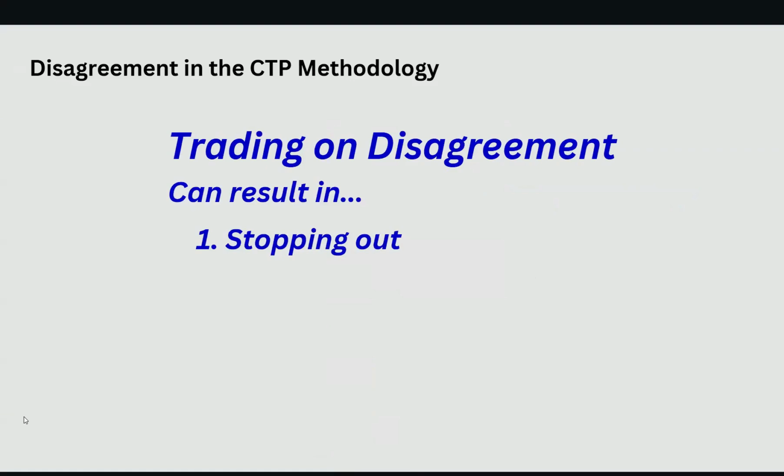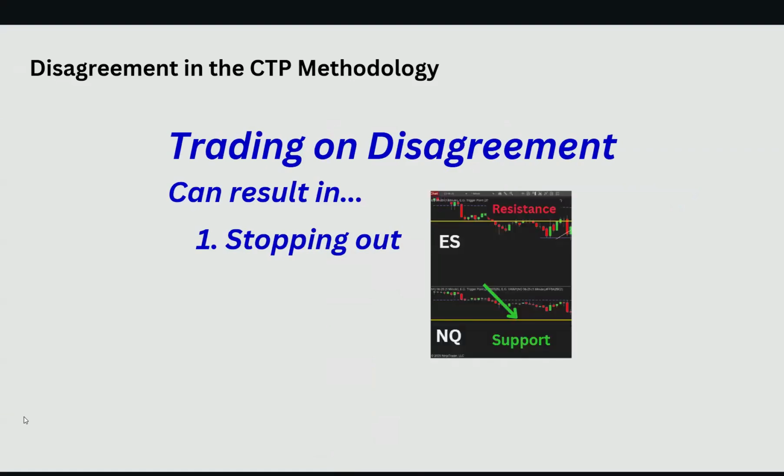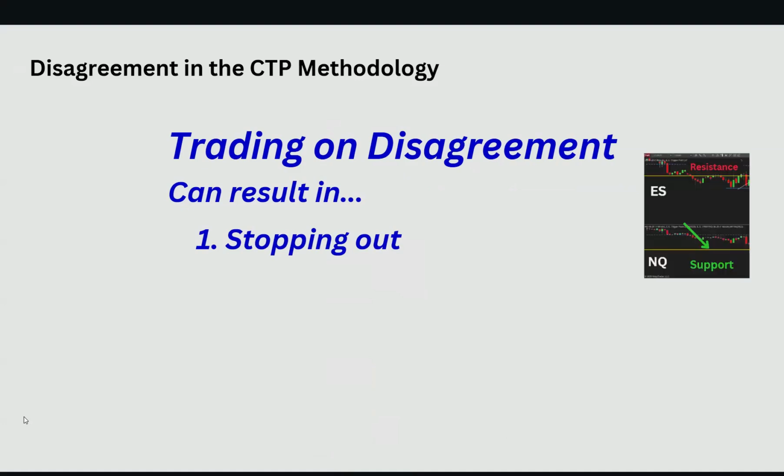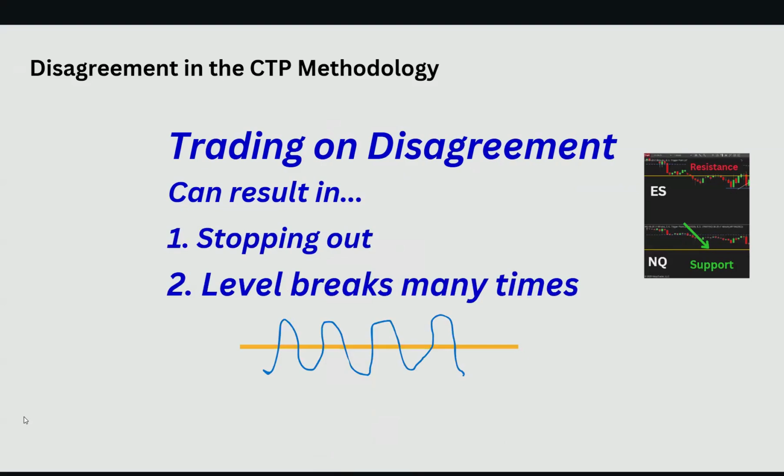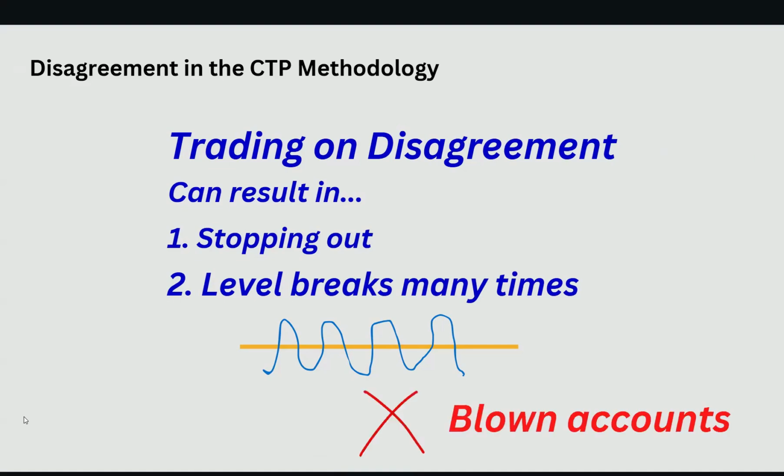Trading on disagreement can result in stopping out, as we've seen here, if we bought NQ off support here. Or even worse than that, one of them can go up and down and up and down and up and down, crossing the level so many times. And this is when accounts get blown. Guys, trading NQ without looking at ES is like trading with one eye.